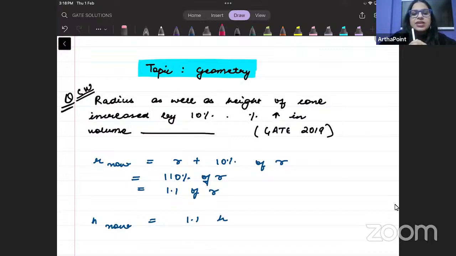The radius as well as height of a cone is increased by 10%. What is the percentage increase in the volume of the cone?